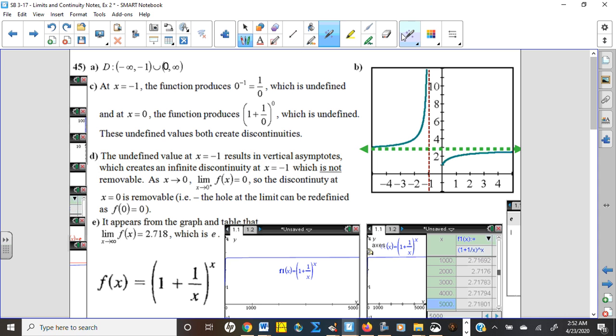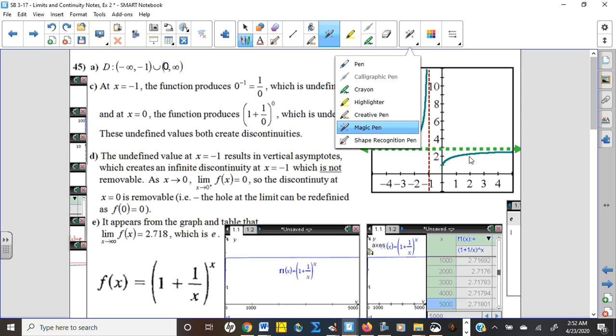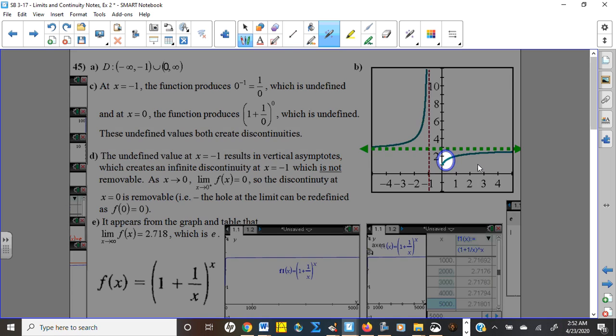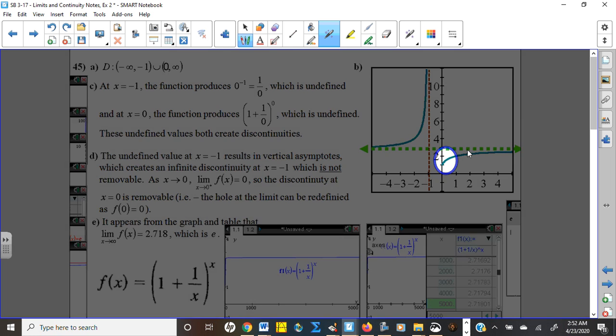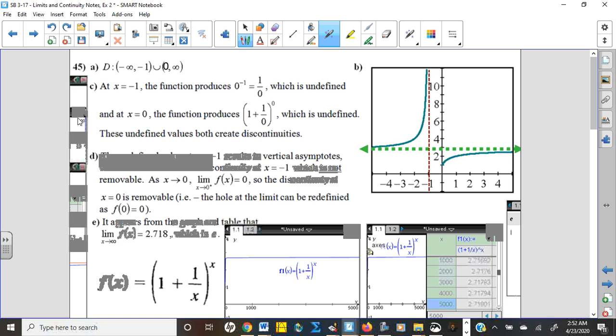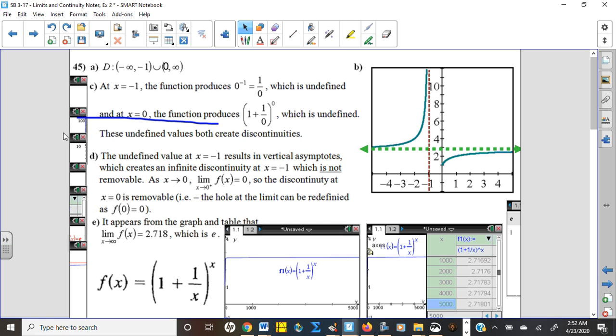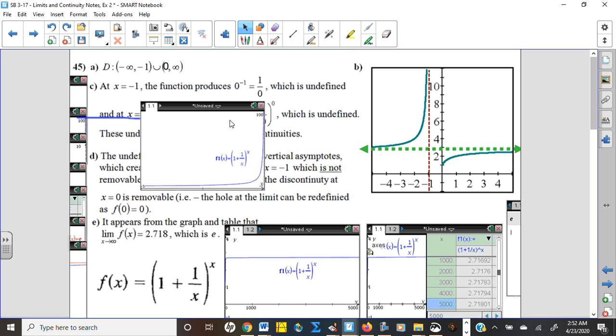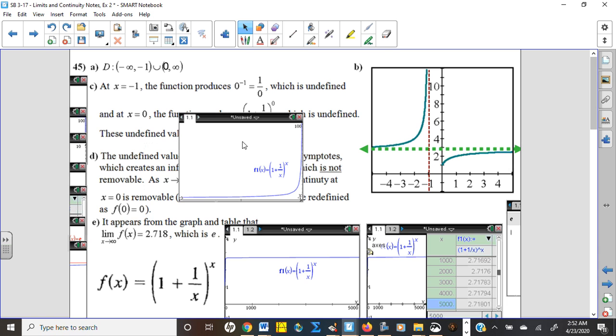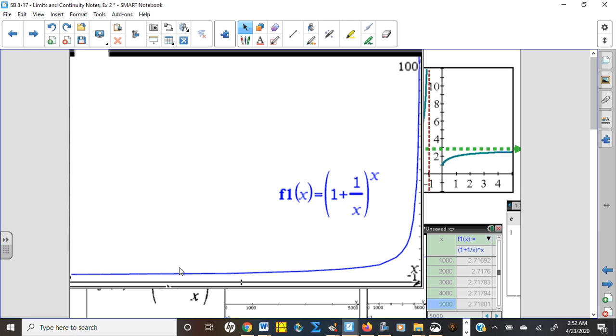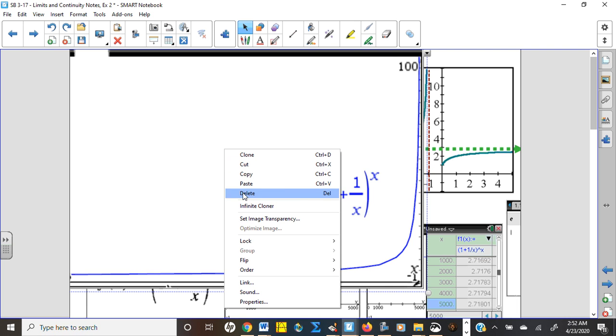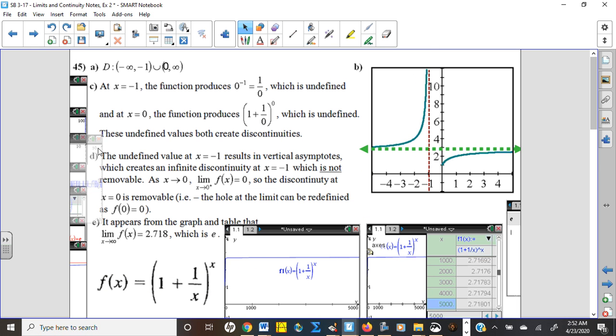The discontinuity at x equals 0 is a little harder to understand. What's happening right here? So here are some different pictures of what's going on. This slide is what's happening as we come into -1, and we see that vertical asymptote. So that one is an infinite discontinuity that can't be fixed.